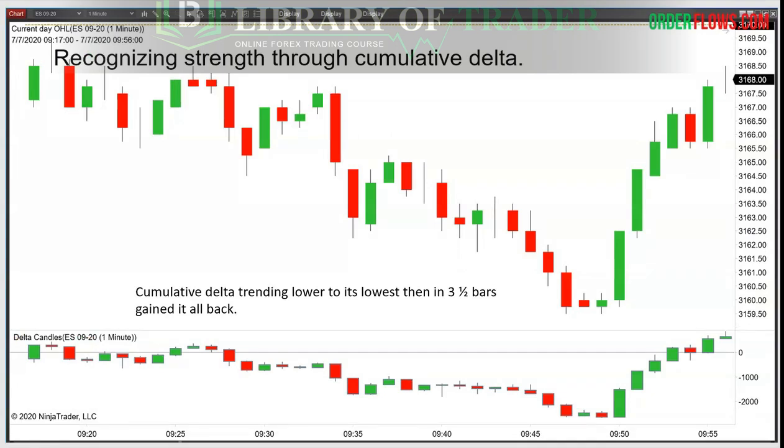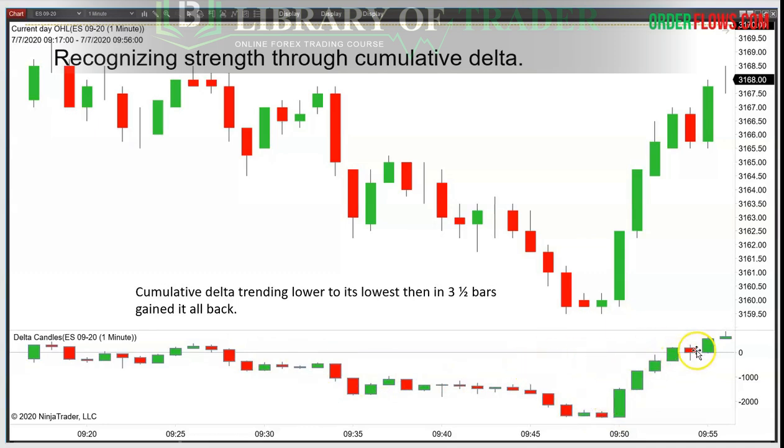Now, recognizing the strength in the cumulative delta, look at this market, right? The market had been trending down, down, down in price and in cumulative delta. Then within 1, 2, 3.5 bars, it gained it all back, right? You can see, yeah, I got a big green bar here, I got a big green bar here. But when you're at your most negative cumulative delta, then you get 1, 2, 3 big pulses of positive delta, and cumulative delta jumps and basically eats back all this cumulative delta that had happened earlier.